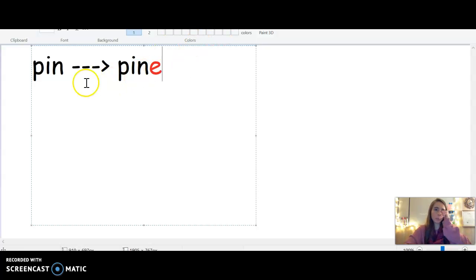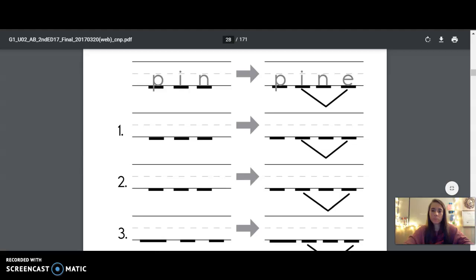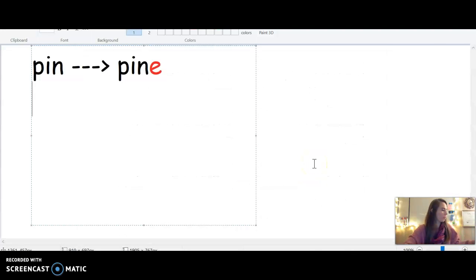Pin turns into pine because our magic E makes the vowel say its name. P-I-N, pin. The short I sound says i. When we add a silent E, it changes the vowel from short I to long I to make pine. Good. Let's take a look at the next one. Whoops. Sorry about that. Let our words move right on up. Okay.